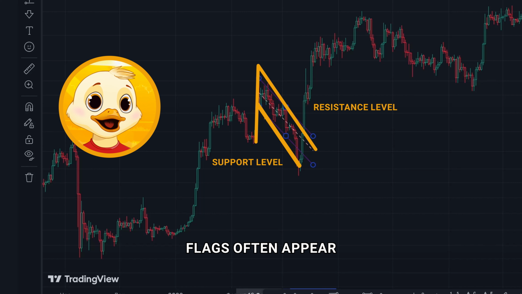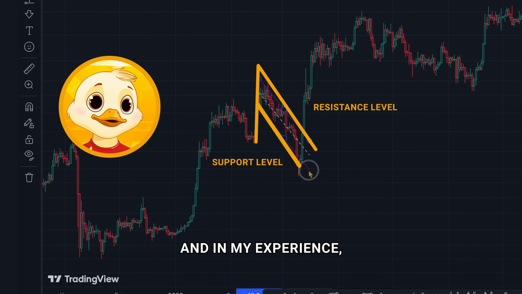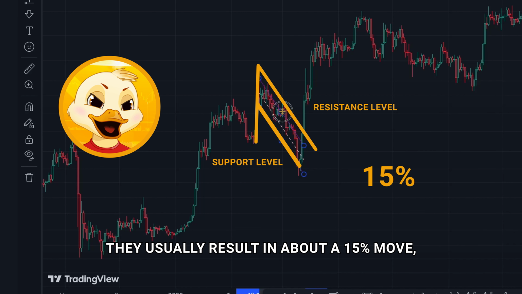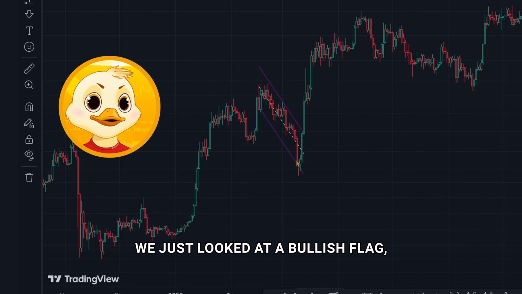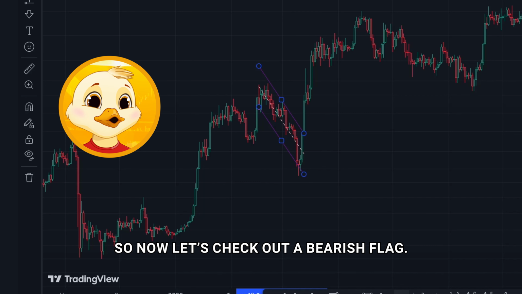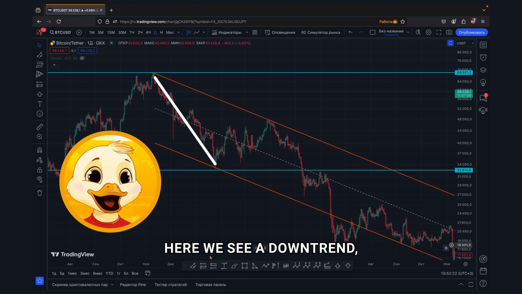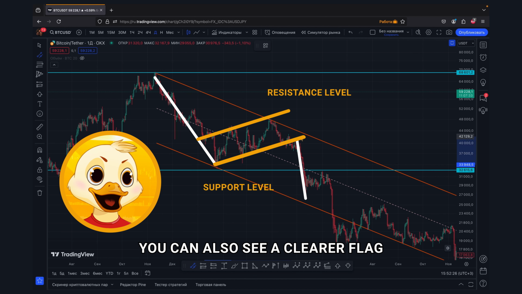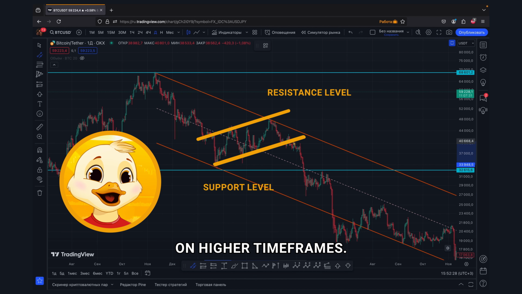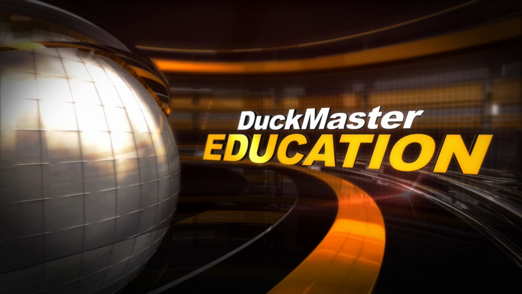Flags often appear one after the other, and in my experience, they usually result in about a 15% move either up or down. We just looked at a bullish flag, so now let's check out a bearish flag. Here we see a downtrend, a breakout, a slight upward move, and then a sharp drop. You can also see a clearer flag on higher timeframes.